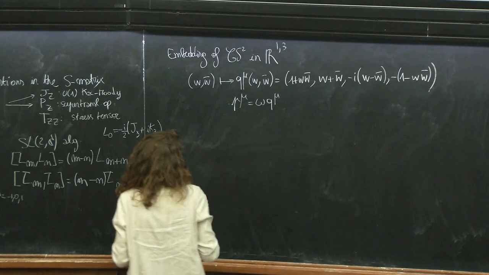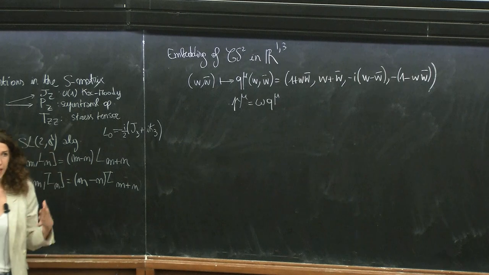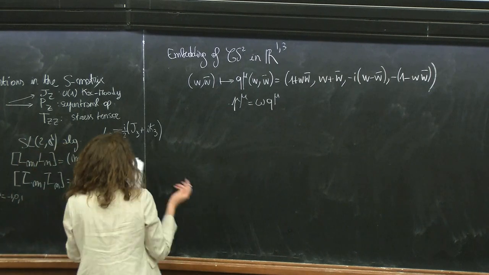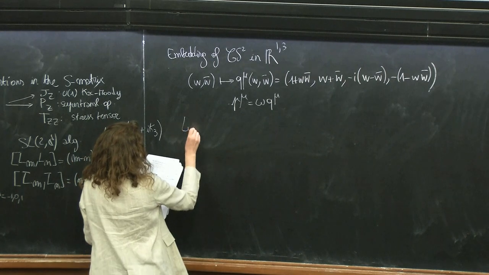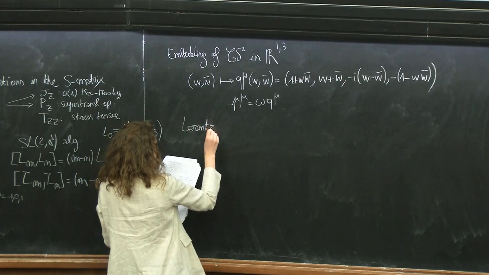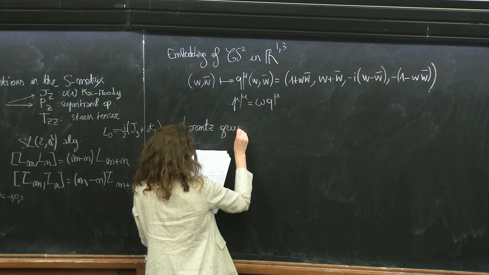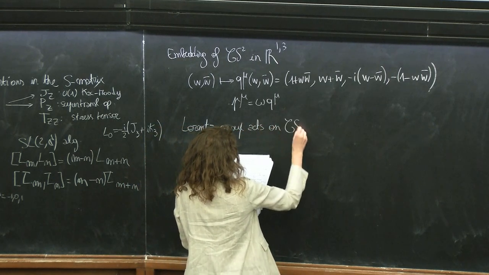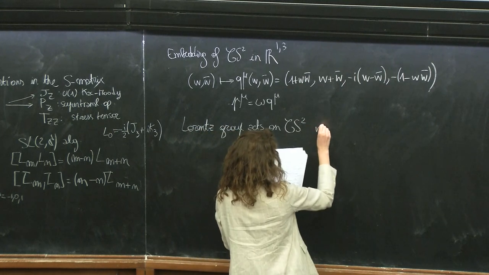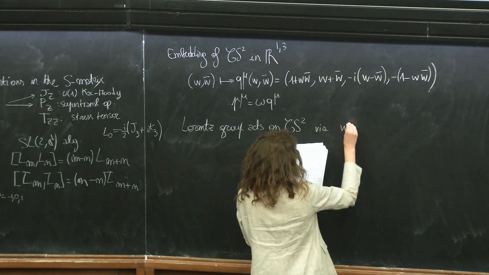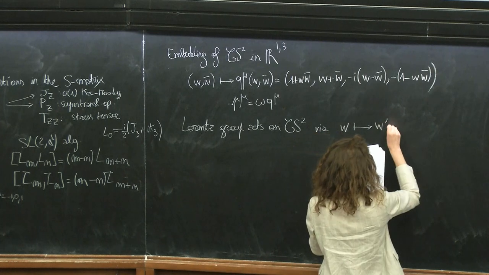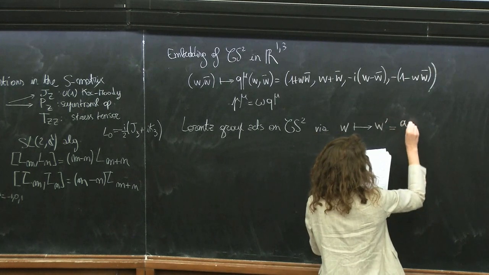So now the key observation which is behind all this story is very simple. It's just the fact that the Lorentz group acts on the celestial sphere via Möbius or SL2C transformations on the sphere coordinates w and w bar.